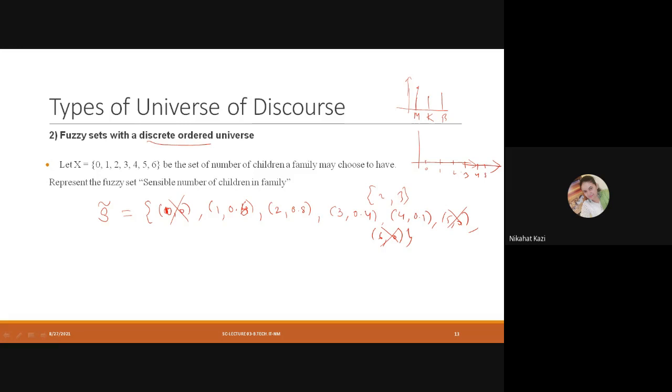3, 4, 5, 6. So somewhere at 2, you will have 0.8. Right? This is 0.8. At 1, you have 0.6. At 3, you have 0.4 somewhere. Okay, 0.4, 0.1. Fine. And here there are no points. That means these are the only 4 points which are there. Others have membership 0. Okay. So this is how you model this particular fuzzy set.